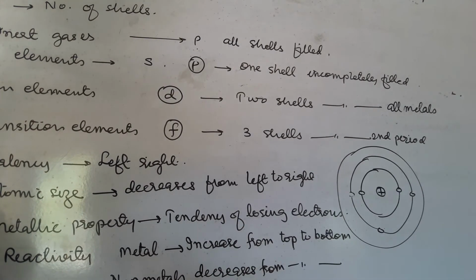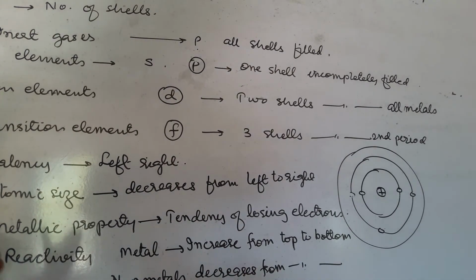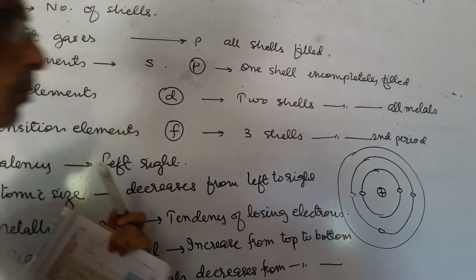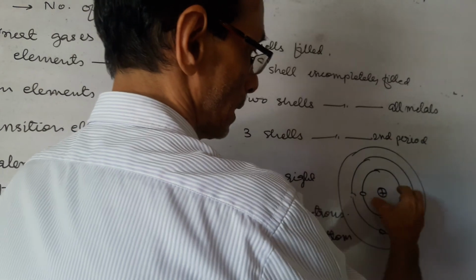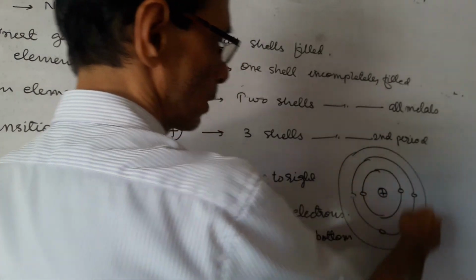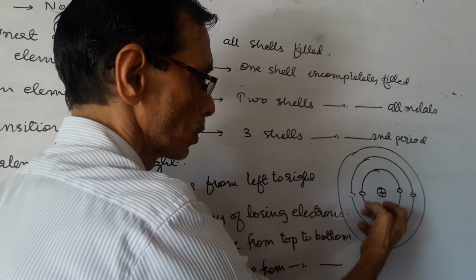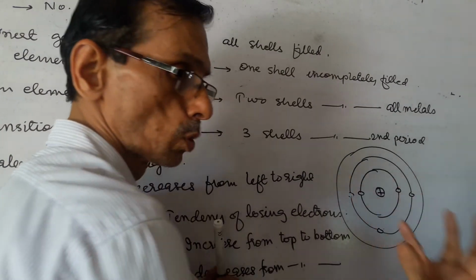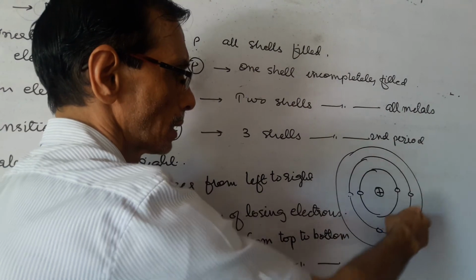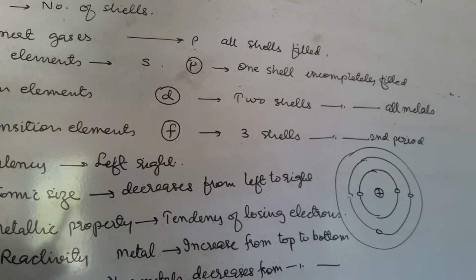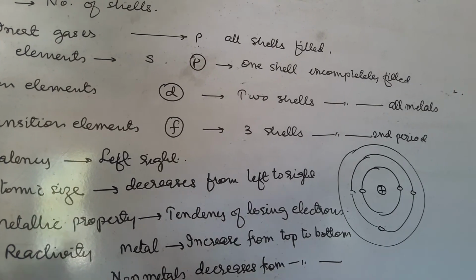But if you take a particular period and go from left to right, the size decreases because of more attraction. The number of protons and electrons increase, and because of the attractive force between them, the electrons come closer, and as they come closer, the size decreases. This question is very important, and can be asked as a give-reason question in the exam. So this is about the size.